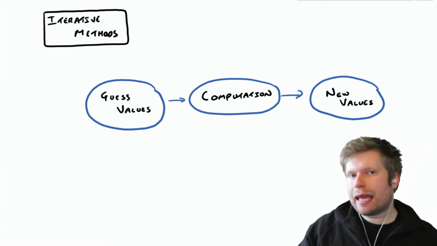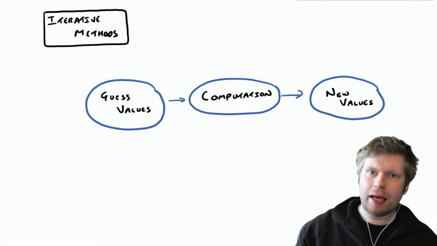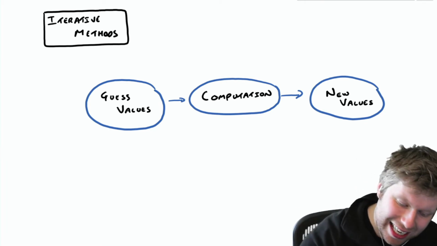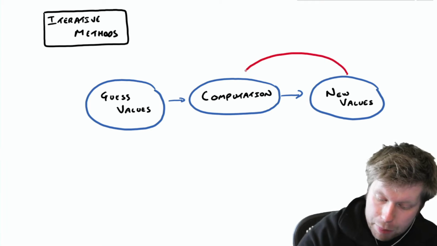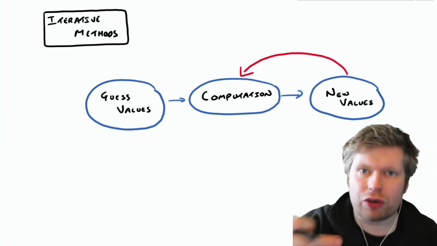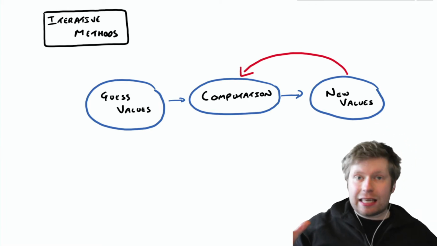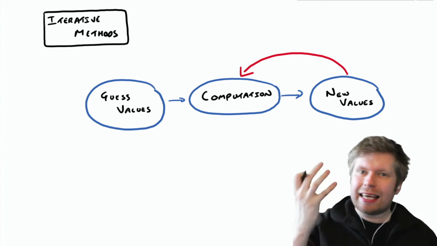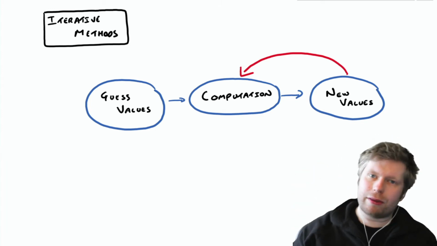Now, it doesn't stop here, because these new values probably, at this point, are going to be pretty terrible. So what you're going to do instead is just take these new values and plug them back into your computation equations to get even more accurate values. And basically you just keep doing this process. You keep iterating over this idea until you end up with values that you're pretty happy with.